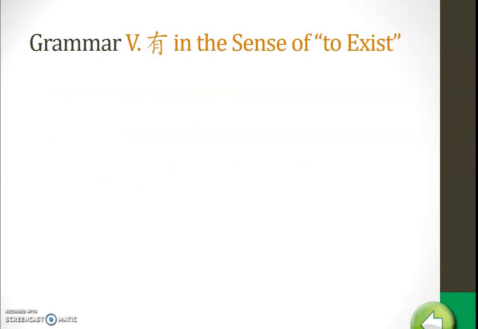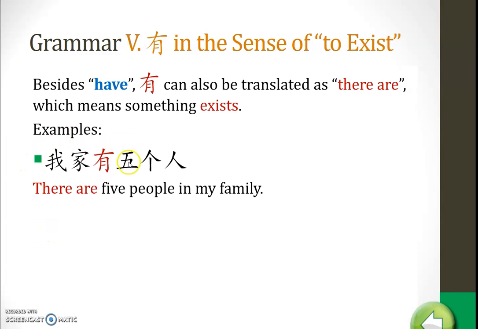Now, the 有 can be the verb for indicating possession. However, 有 has another meaning. It has a sense of to exist. When it has that kind of meaning, usually we translate it to there is, there are. A very easy example is 我家有5个人. There are 5 people in my family. It no longer has the sense of possession. It means that there are 5 people in my family.